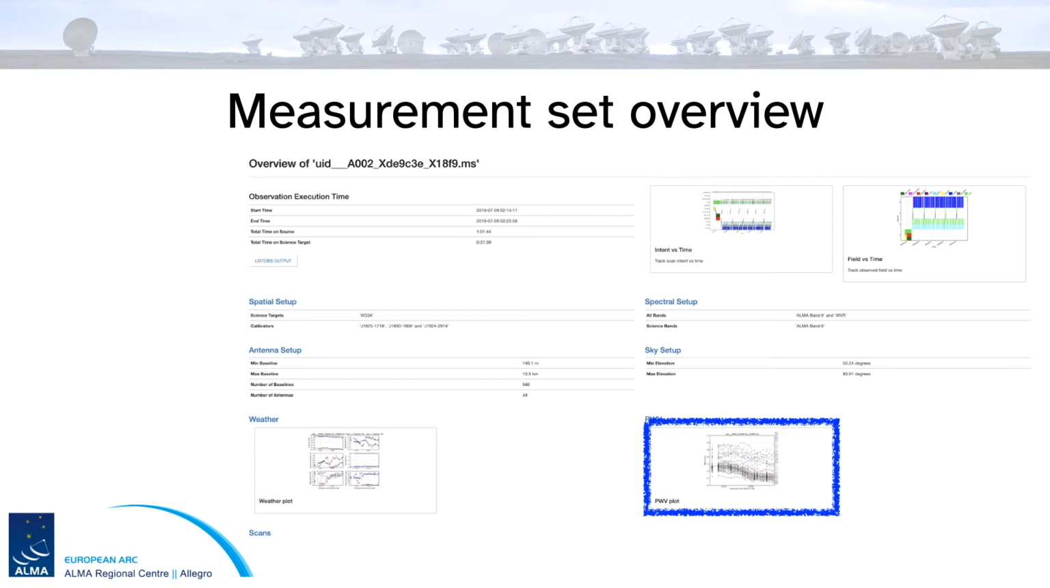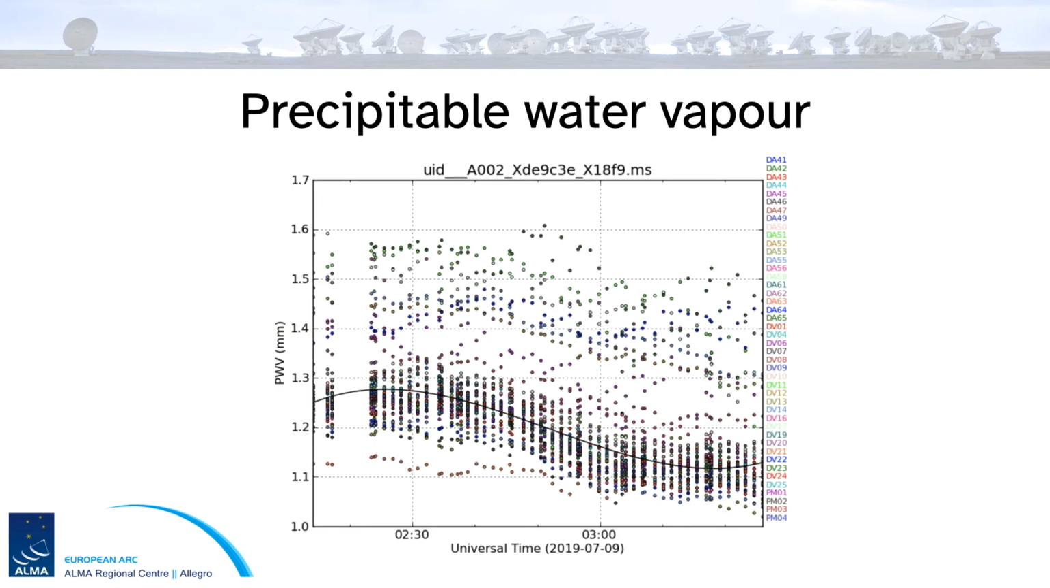On the measurement set overview page, one can also see how the weather behaved during the observations in the PWV plot. This plot shows the measured precipitable water vapor over the length of the observations, color-coded for each of the antennas. In the example, one can see that the weather was stable with water vapor values between 1.1 and 1.3 millimeters for most antennas.